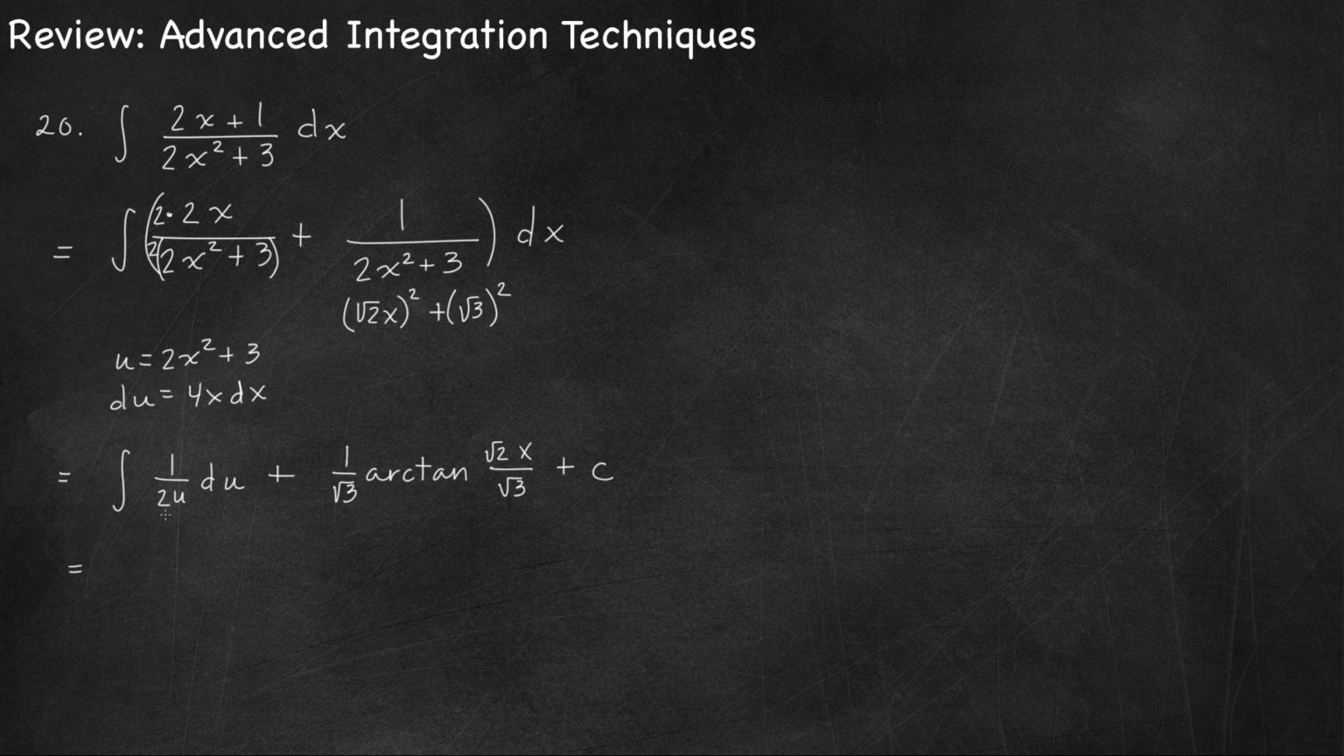And the 1 over 2u becomes 1/2 ln, absolute value of u. Now my u is 2x squared plus 3, which is always positive, so I don't need the absolute value. 2x squared plus 3 plus my 1 over root 3 arctan root 2x over root 3 plus c.